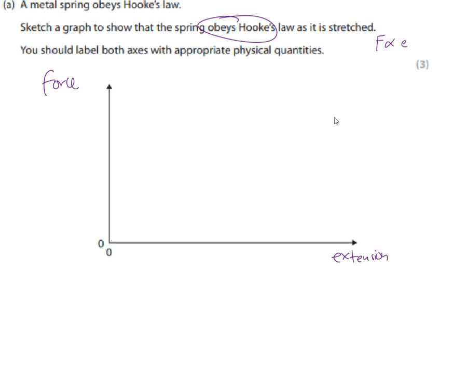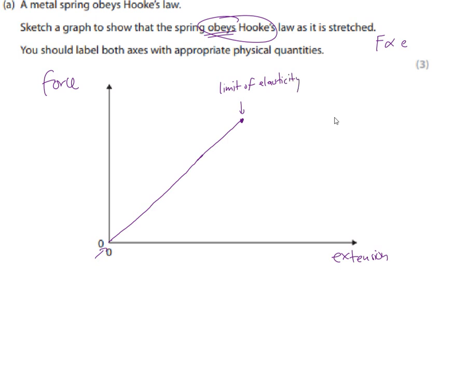So this will be a straight line. Now, this graph here is a straight line graph. You go through the origin, the straight line graph. So this obeys Hooke's law. Now, you reach a point here. We call this point the limit of proportionality, limit of elasticity.